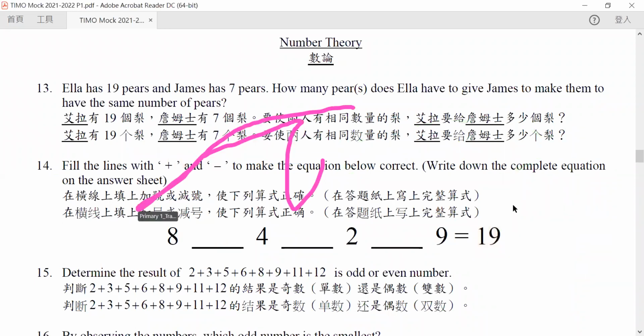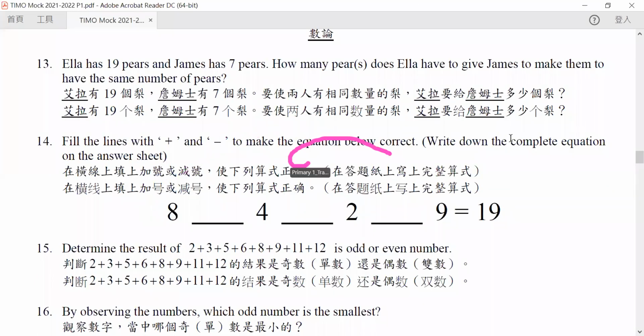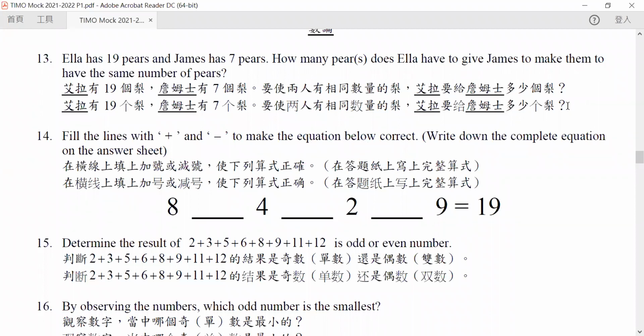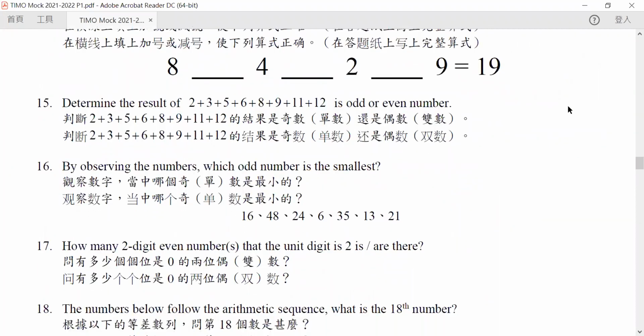Determine whether the result of 2 plus 3 plus 5 plus 6 plus 8 plus 9 plus 10, 11 and 12 is odd or even. Now, in here, actually, you can try to sum these numbers all together to find the exact result, instead of talking about whether it is odd or even, the parity. But in here, we just want to know if it is odd or even.